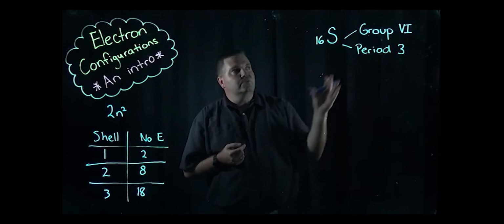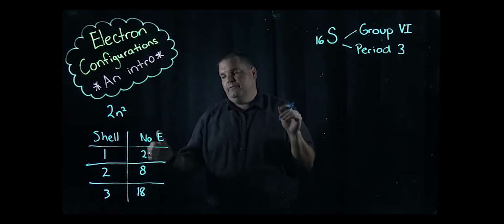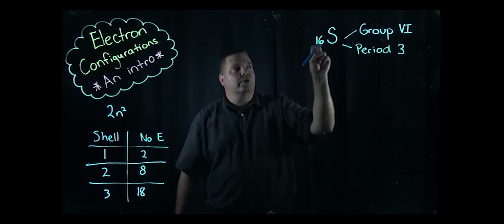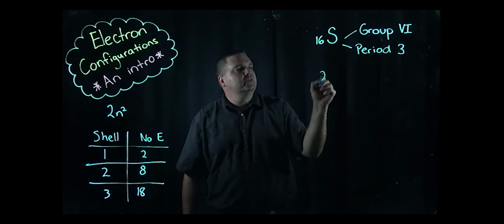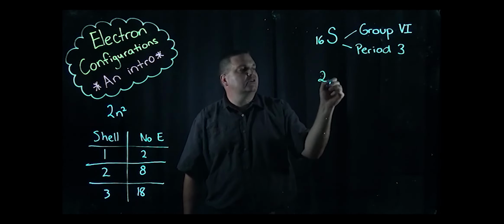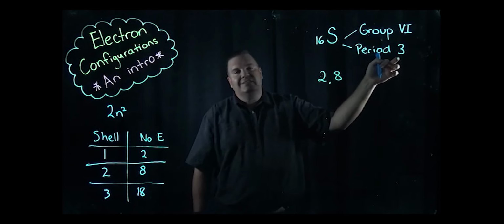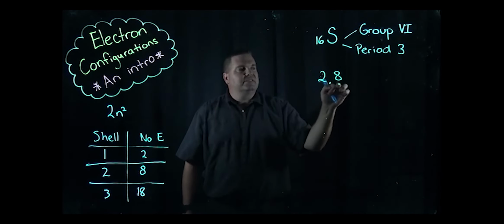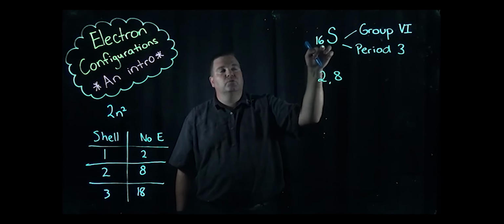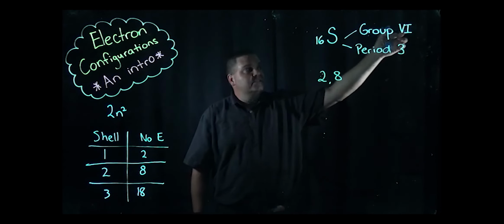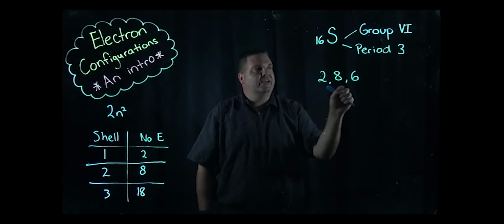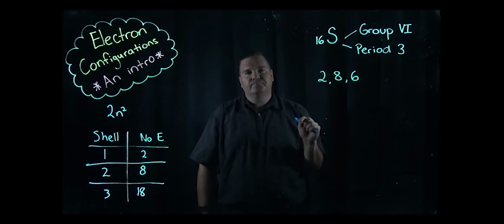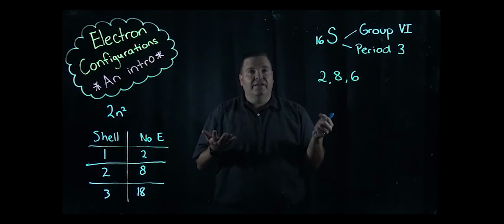So we go through again, filling up our electron shells, and we want to try and equal 16 as a number here. The first shell is going to be 2, the second shell can hold 8. This time we only need to get to 3 shells. 2 plus 8 is 10. We need 6 more to get to 16, and it's in group 6, so yes, it's going to have 6 in the outer shell. So 2, 8, 6 is what we use for sulfur.